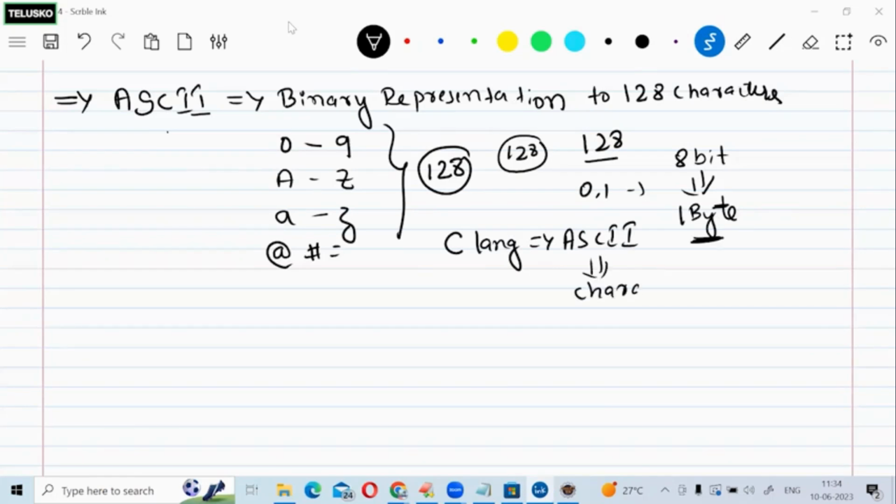For characters, which format? ASCII. So, if you want to store a character in C language, how many bytes of memory are required? 1 byte. Why 1 byte? It is equal to 8 bits.